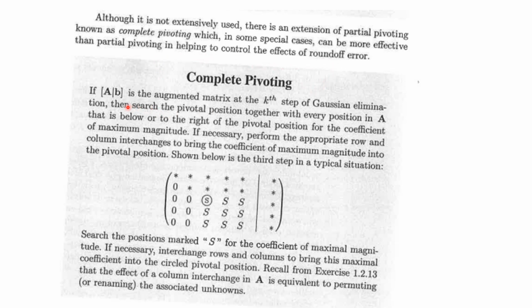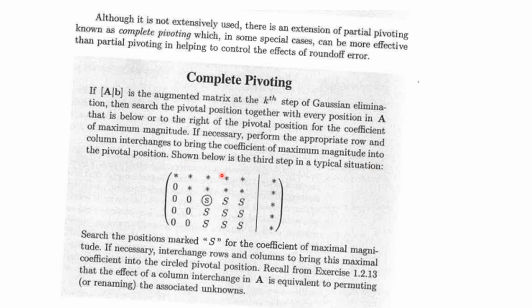In complete pivoting, you have the augmented matrix at the kth step of Gaussian elimination. Search for the pivot among every position in A that is below it and to the right. So we're looking across not only the column we're in, but we look across all the rows as well. If necessary, we perform appropriate row and column interchanges. Now, the row interchanges don't cause a problem, but the column interchanges do cause us to change the labeling of the variables, so we have to be careful with that.